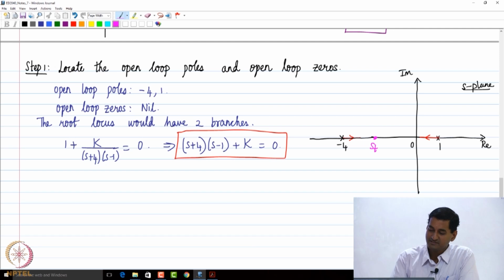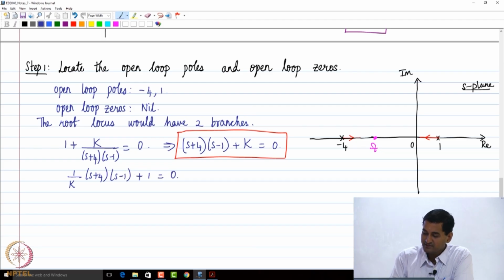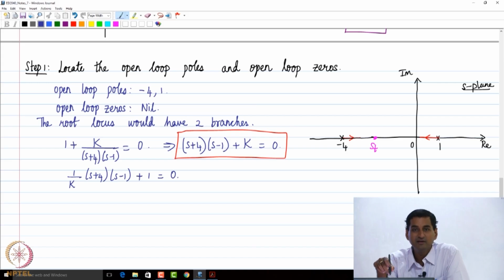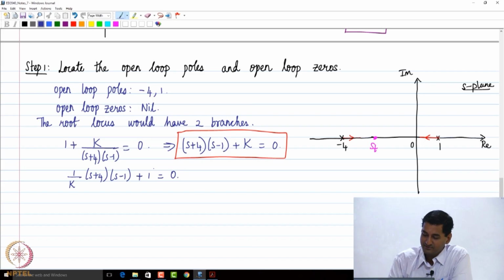The same equation I can rewrite as 1 divided by k times s plus 4 times s minus 1, then plus 1 equals 0. That sounds very strange. Now, if I put k to be infinity, I get 1 to be 0. That is not exactly what we want to convey. That is why I am saying I am not doing a very tight proof, I am doing a very logical argument here.